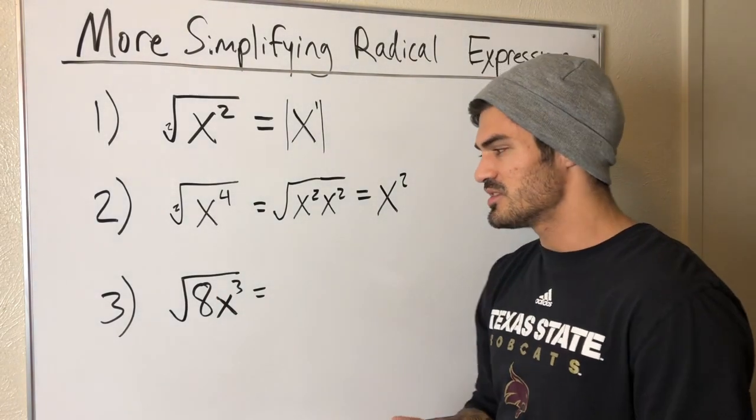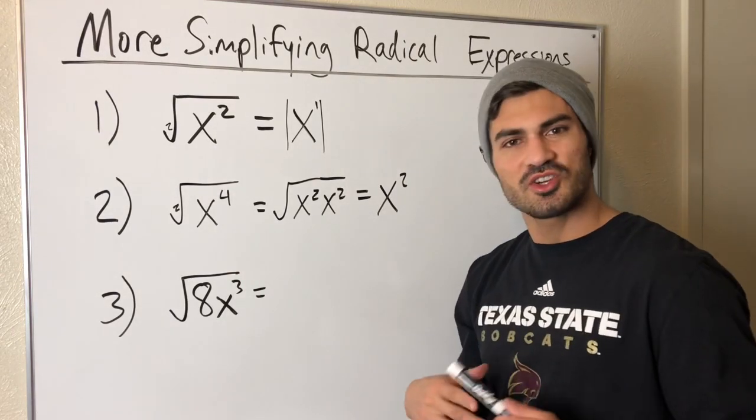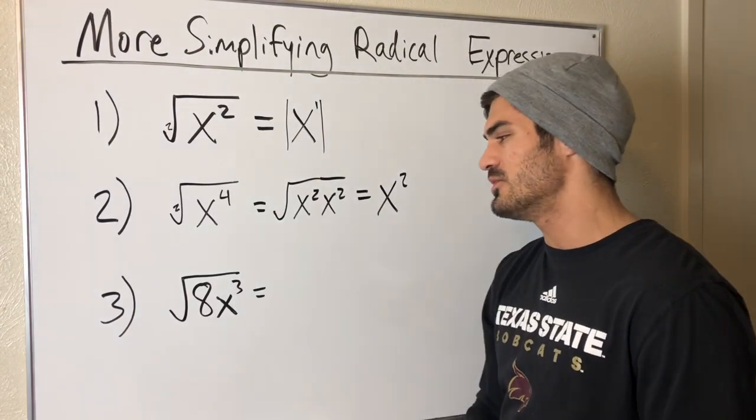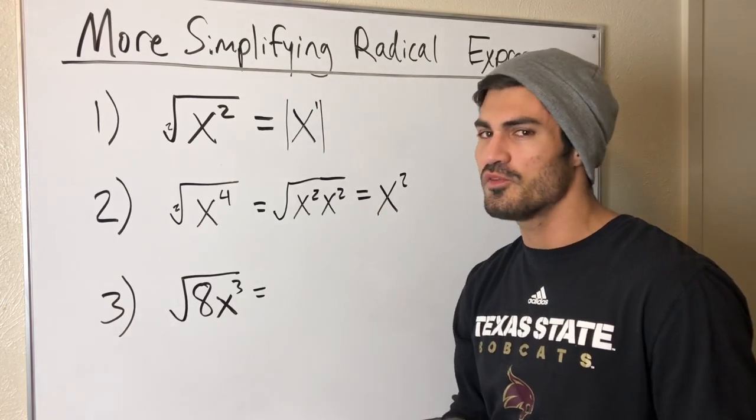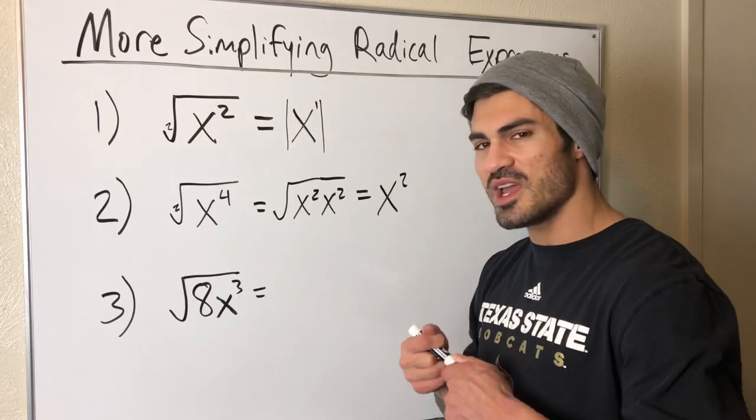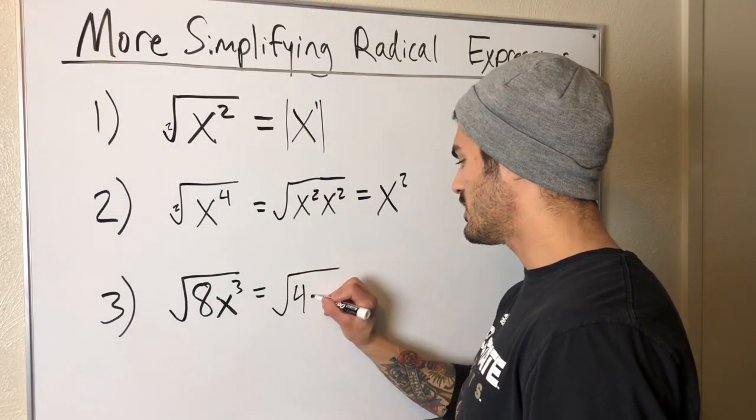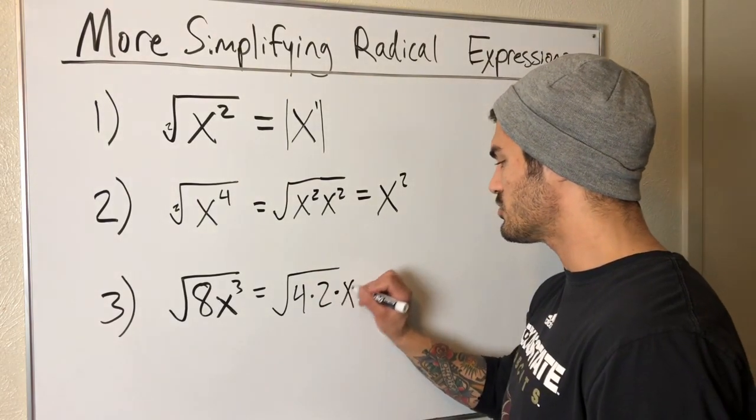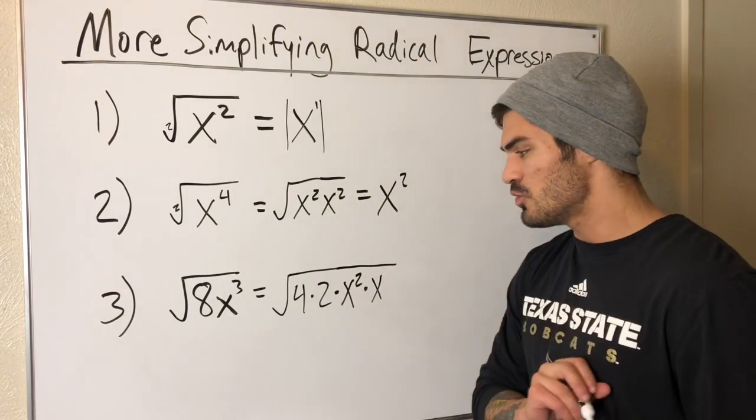So let's go ahead and look at this last example, square root of 8x cubed, and let's try to simplify this. Now we have an integer in here as well as a variable. So we're going to do the same process. We're going to break up this 8 into what? 4 times 2, right? Because 4 is a perfect square. And we're going to break up this x cubed. Let's go ahead and do it. So 4 times 2. And this x cubed can be broken into what? x squared times x.